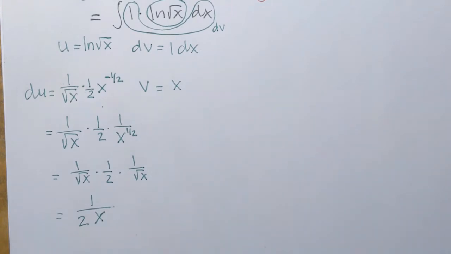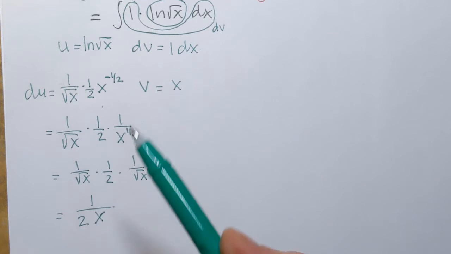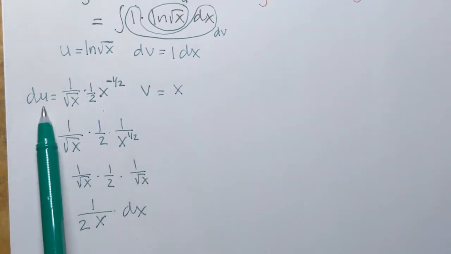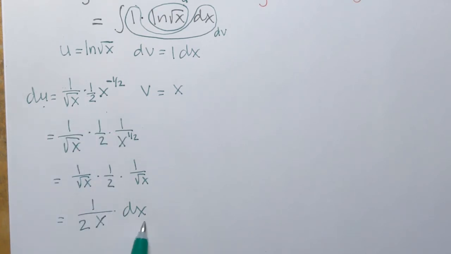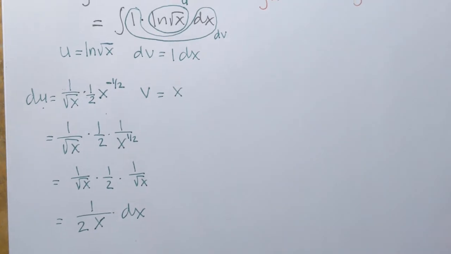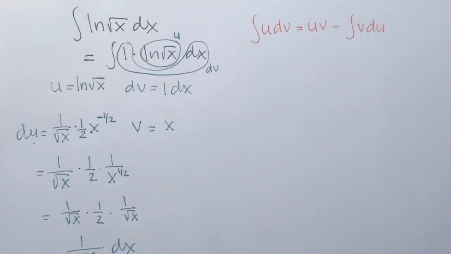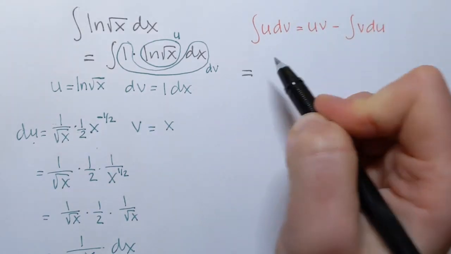1 over 2x. So that's, oh, and I guess I should put dx, right? Remember, that was our way of finding the differential du. So du is 1 over 2x, and of course dx next to it. Okay, so now we have all the pieces we need for following the integration by parts formula. Let's see, I'll continue here.